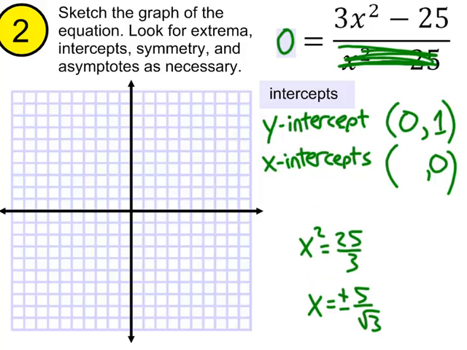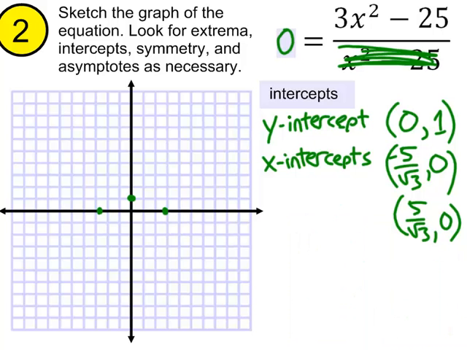So my x-intercept, I have two of them. My x-intercepts are going to be negative 5 over root 3, 0, and positive 5 over root 3, 0. And if I plug in 5 over root 3 on my calculator, I get about 2.9-ish. So if I want to go ahead and plot these points on the graph, I'll put the y-intercept here at 0, 1, and I'll put my x-intercepts just shy of 3, 0, and negative 3, 0. Okay, let's go on to symmetry.